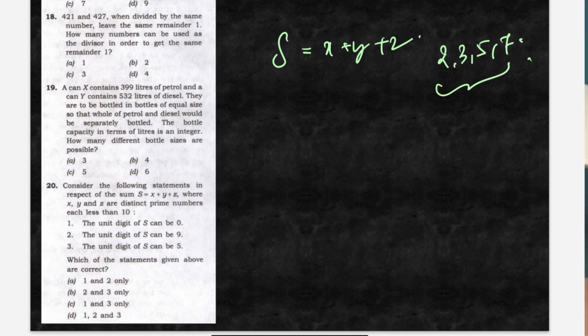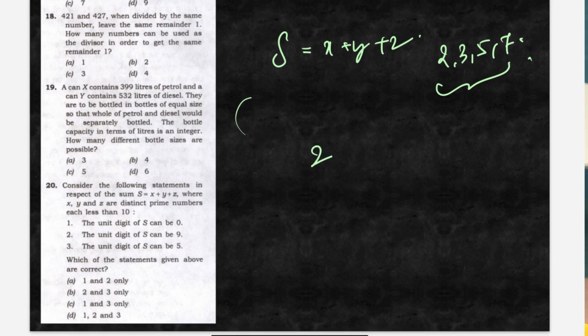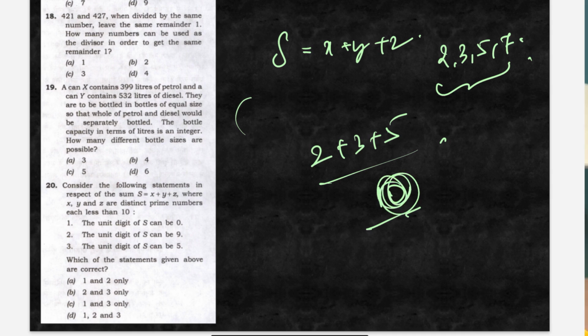First statement says the unit digit of S can be 0. You know what is the unit digit? If it's a 2-digit number, this digit is what is called the unit digit, right? So the question says the unit digit of S can be 0, which means that when you add these three numbers, do you get the unit digit 0 or not? Let's just keep adding these numbers. So 2 plus 3 plus 5, how much do you get? Oh yes, you get 10. So the unit digit can be 0. So the first statement is right. Second, the unit digit of S can be 9. Is it even possible?